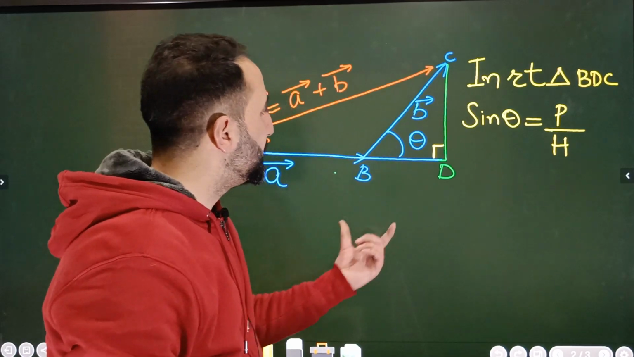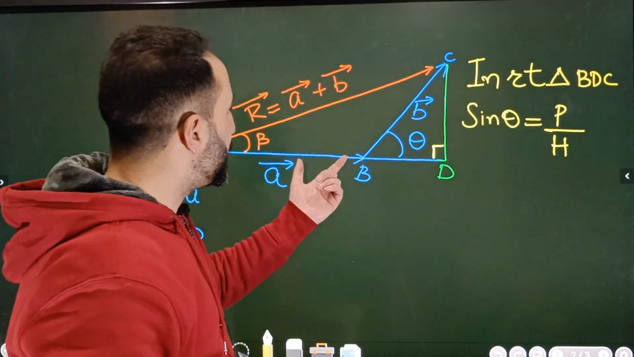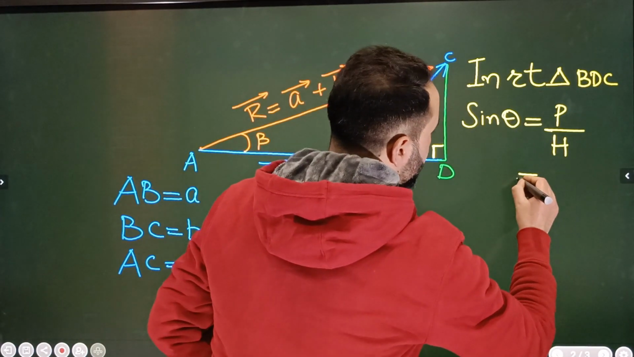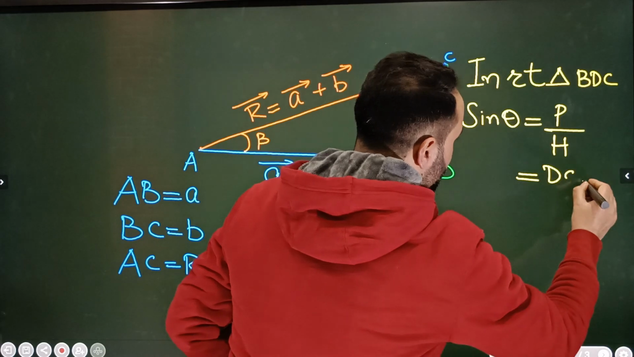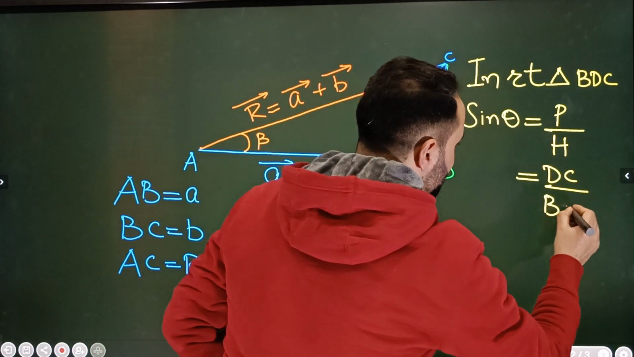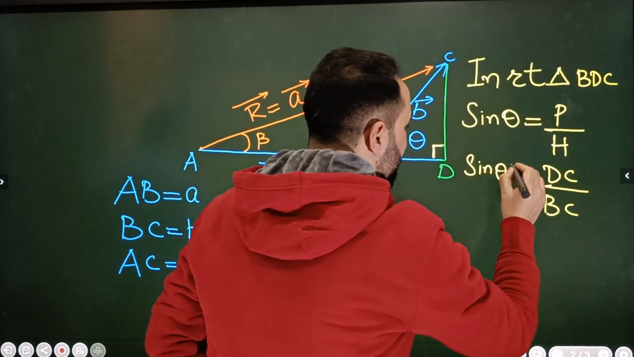Now look, beta, in this triangle what is the perpendicular? That's obviously DC or CD. And what about the hypotenuse? Hypotenuse is equal to BC. So let me write it down here. In place of perpendicular we will write DC, and in place of hypotenuse we will write BC, isn't it? So sine theta is equal to what? That's equal to DC divided by BC.